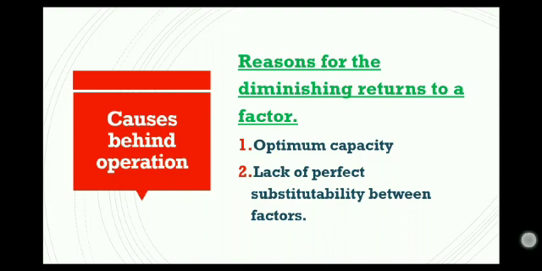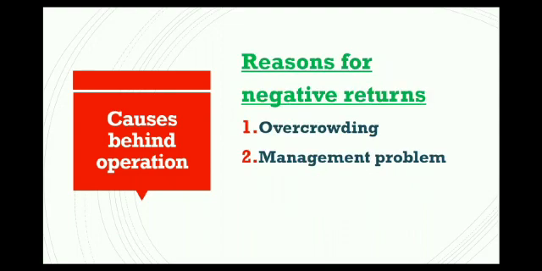Next, reasons for negative return. That is overcrowding and management problem. Overcrowding. If we keep on employing the variable factor on a given quantity of fixed factor, this will lead to overcrowding on the fixed factor. Management problem. Use of too much of the variable factor, say labor, also creates the problem of effective management. When there are too many workers, it becomes difficult to manage them. The laborers can avoid work.